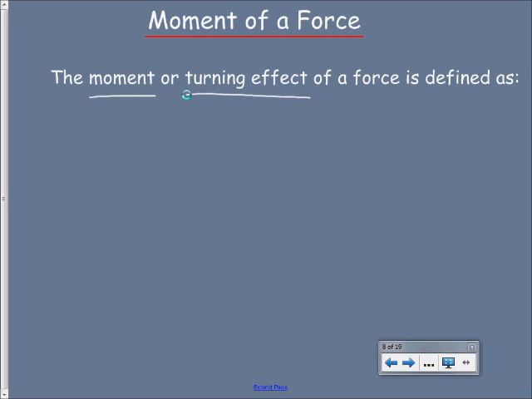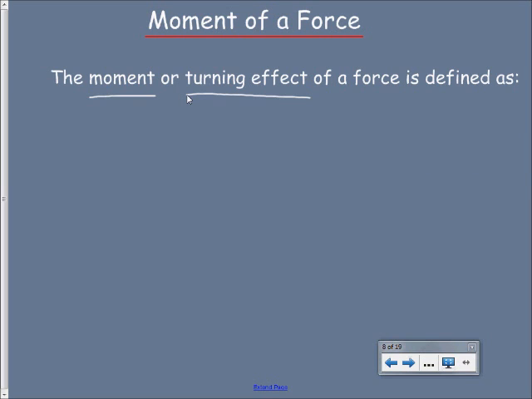Just please take note that that is nothing to do with the word momentum, studied in the previous topic. Momentum, mass times velocity, a totally different concept. So please just make sure you do not confuse the word moment with momentum.